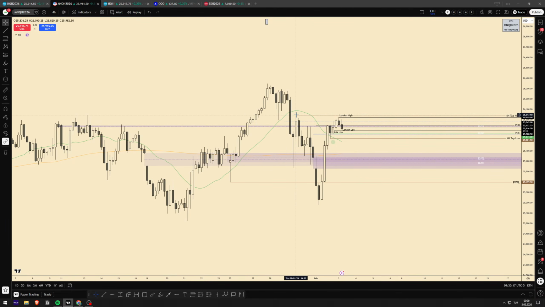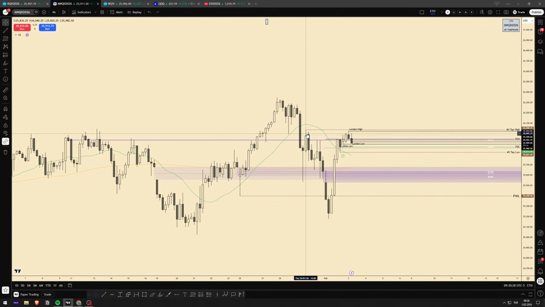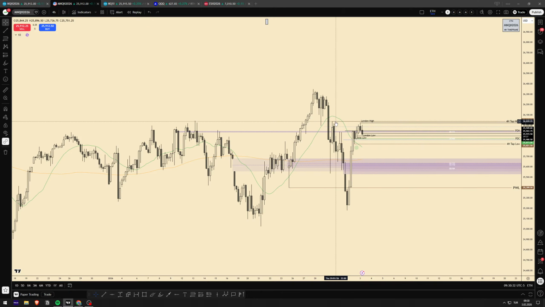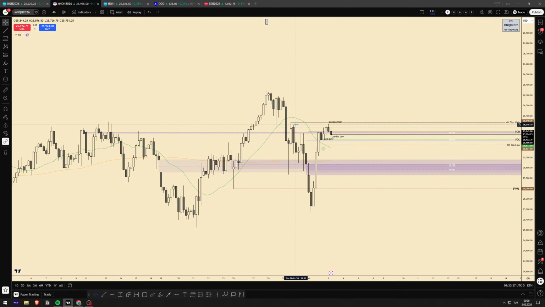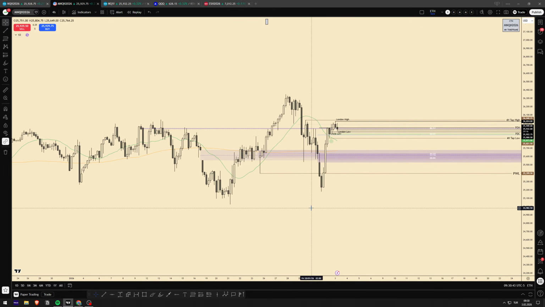I'm expecting this level to be taken. I'm not sure if it would be today, but ideally price takes this level today. I'm not sure what happens after this level. I would love to see it get taken, because it's simple logic, right?